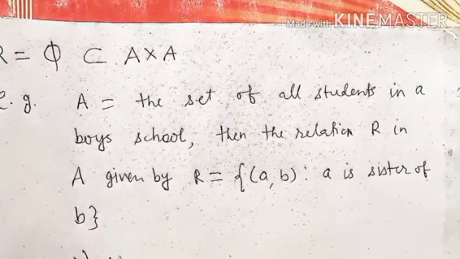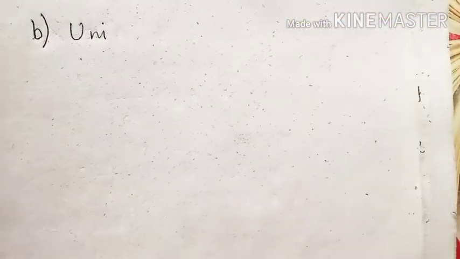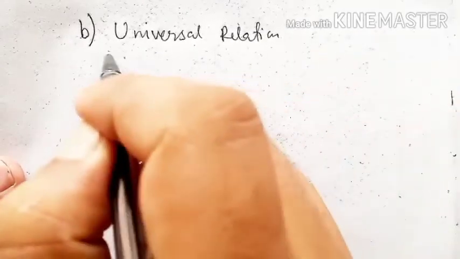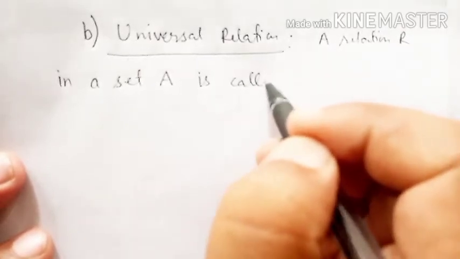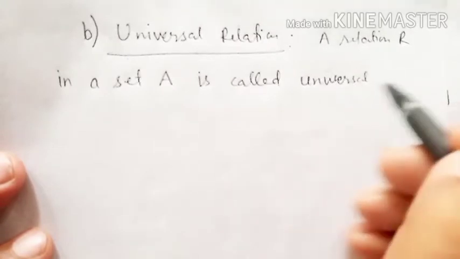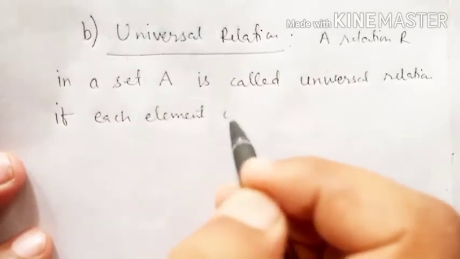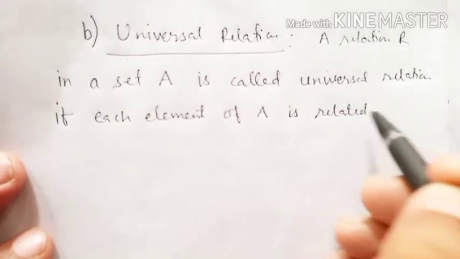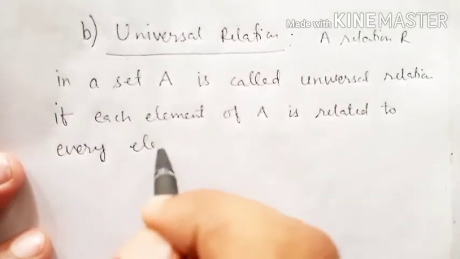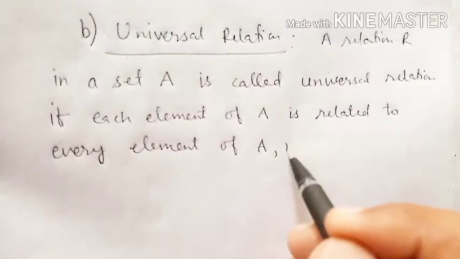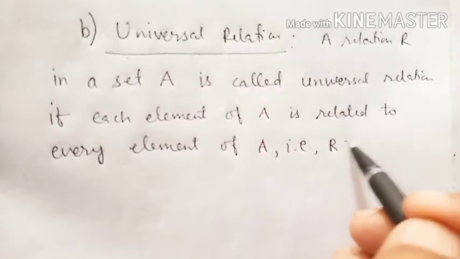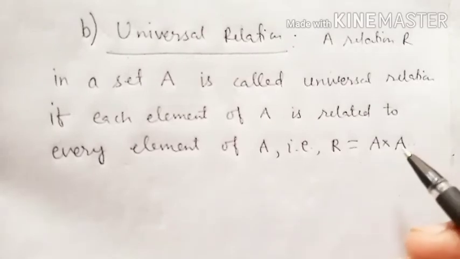Let us see the next type of relation. This is universal relation. A relation R in a set A is called universal relation if each element of A is related to every element of A. That is, R is equal to A cross A.